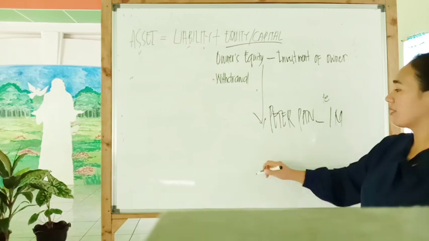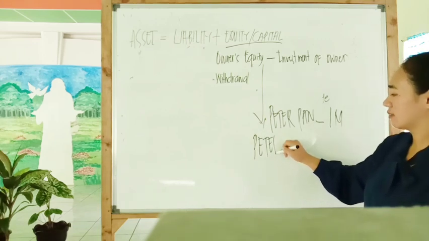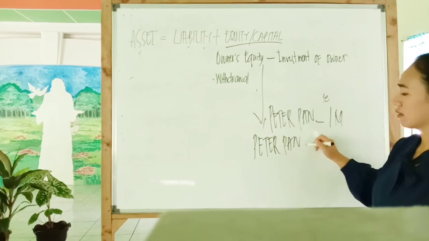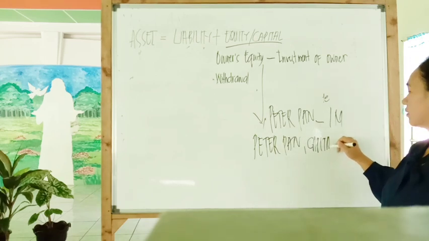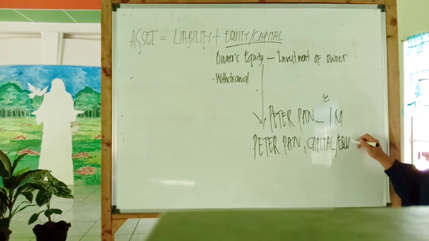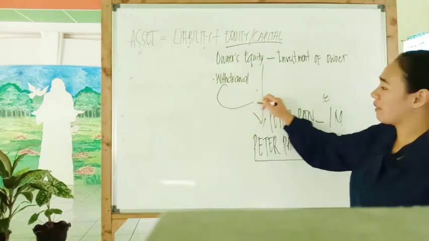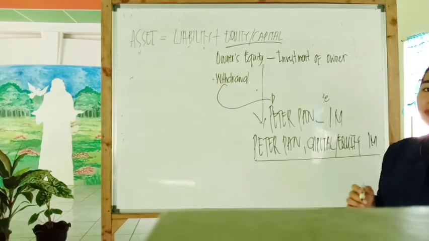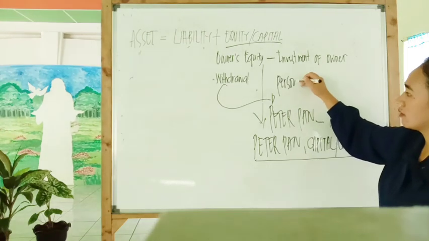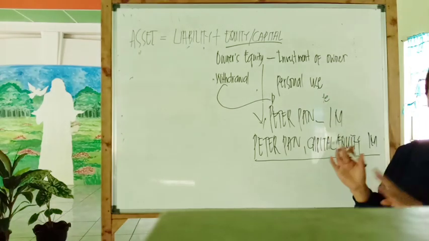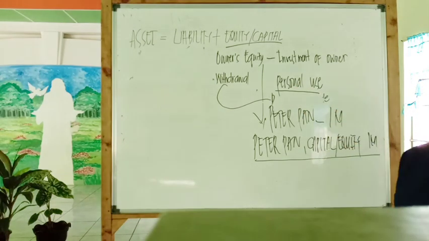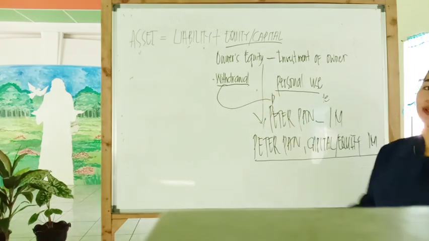So, ang gagawin natin dyan, Peter Pan, capital, or equity, 1 million. Yan, so that is an example of the owner's equity. For the withdrawal naman, ito yung wini-withdraw ng owner for personal use. So, outside use of the business. So, kung yung pera ginamit ng may-ari for personal use or personal transactions, that is considered as your withdrawal.